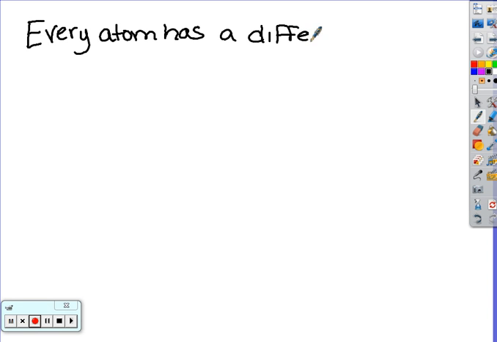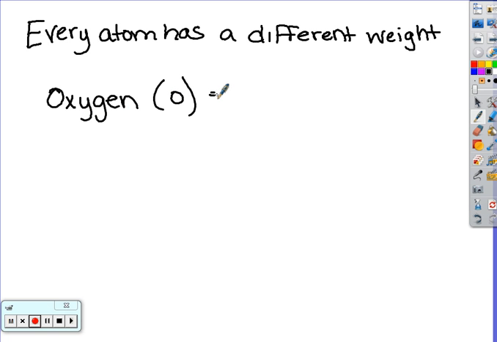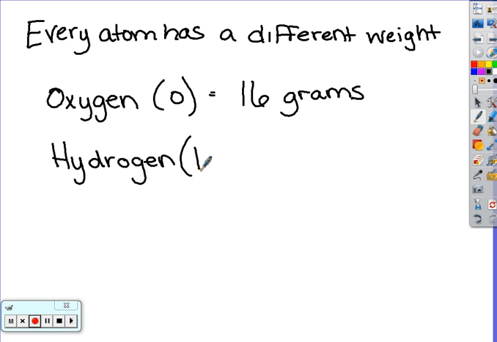Because of this, every atom also has a different weight. For example, the weight of oxygen. Every atom of oxygen has an atomic mass of 16 grams, or weight of 16 grams. Hydrogen. Every atom of hydrogen has a mass, or a weight, of 1 gram.